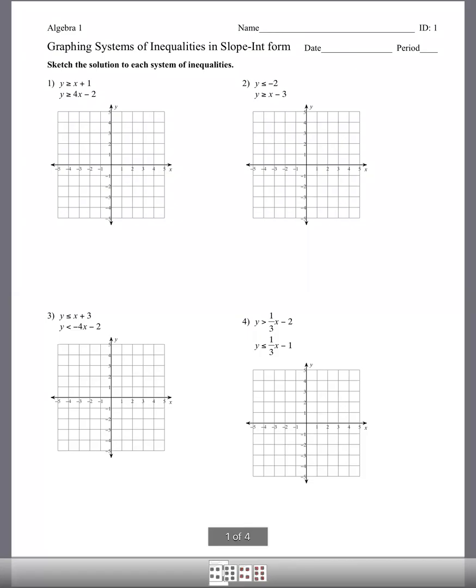Well, hello. Today we are graphing systems of inequalities in slope-intercept form. What? There are systems of inequalities? Weird. Yes. Okay, so let's break it down.